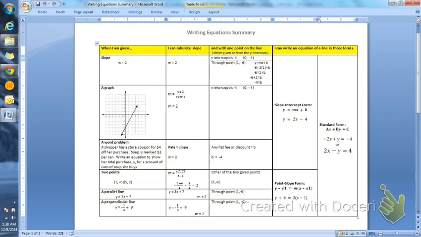You're going to want to refer to this chart quite often. So in this case, we are given the slope. So therefore, to calculate the slope, there's no calculation involved. So that's what the slope is. And with one other point on the line, well, we know when we're given the y-intercept that that's at the point 0, -4. So using that information, we can write the slope-intercept form of the equation. Let's take a look at some.